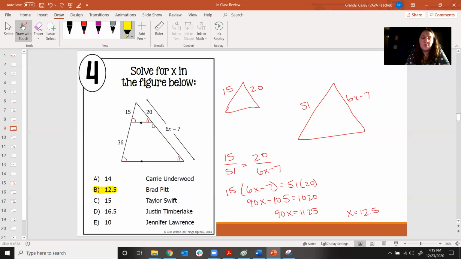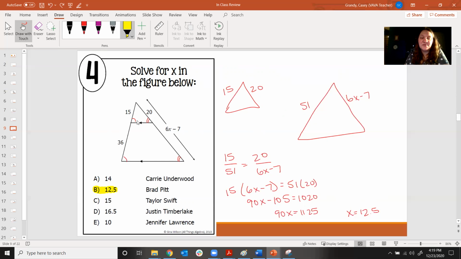So in this one, we couldn't use the side splitter theorem because we didn't have an expression to represent this piece right here. So I had to do something different. Remember that with parallel lines, corresponding angles are congruent. So I knew that this angle was congruent to this one, and this angle was congruent to this one because they're corresponding. So now my triangles are similar by angle, angle.